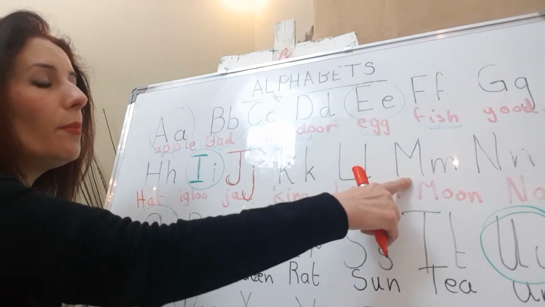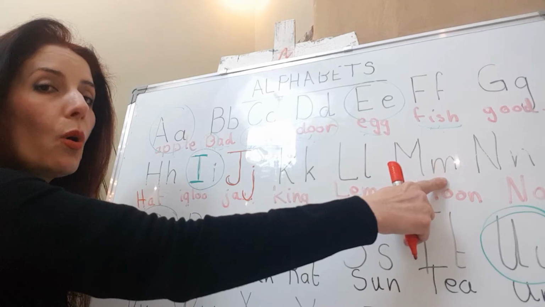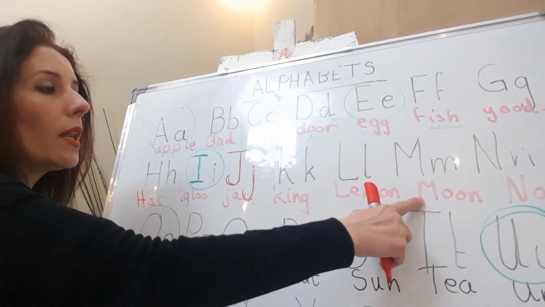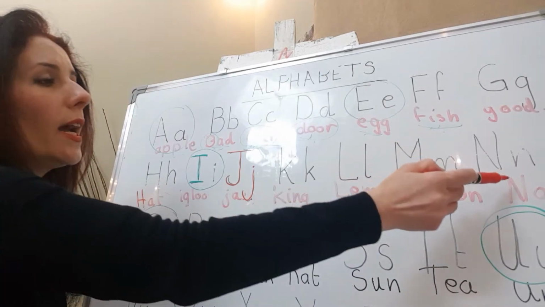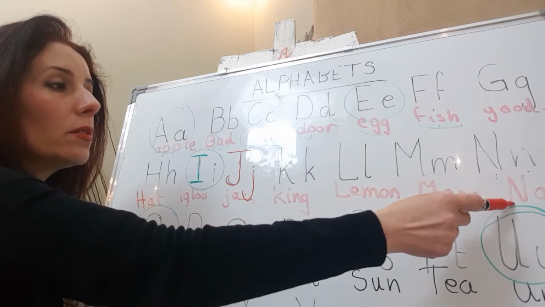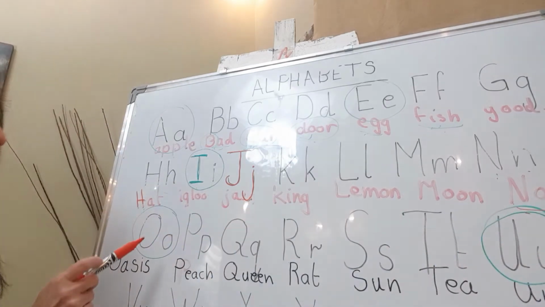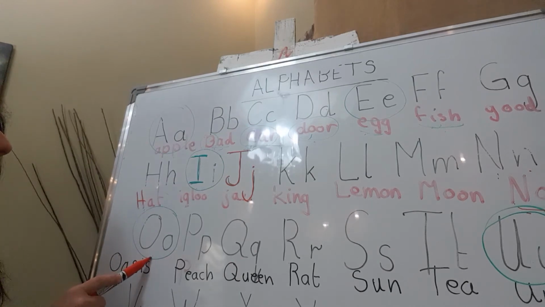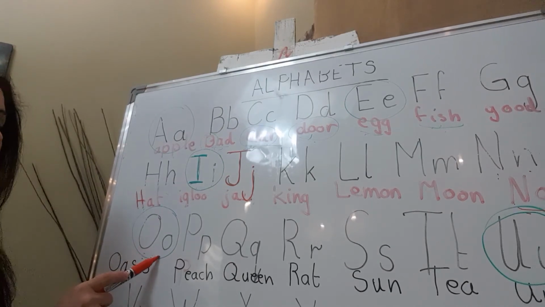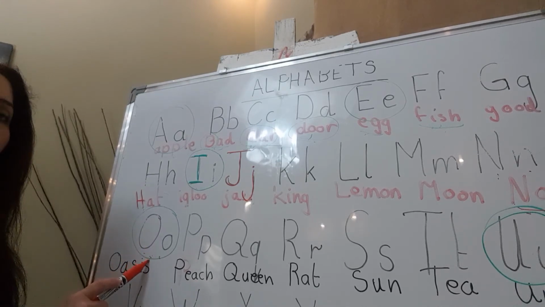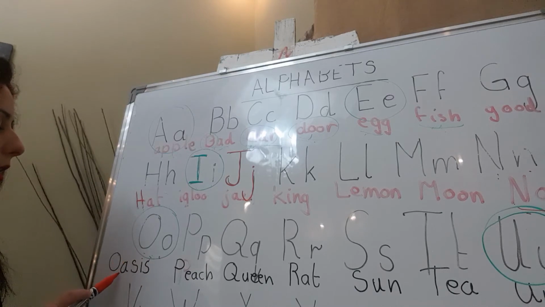And this is M. This is the capital letter and the small letter, and we can pronounce it like moon. And this is N, the capital letter and the small letter, and we can pronounce it like noon, okay? And this one is O. This O, the capital letter and the small letter are the same shape, and we can pronounce it O, like oasis.